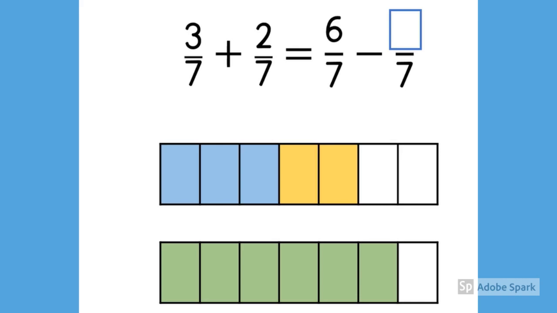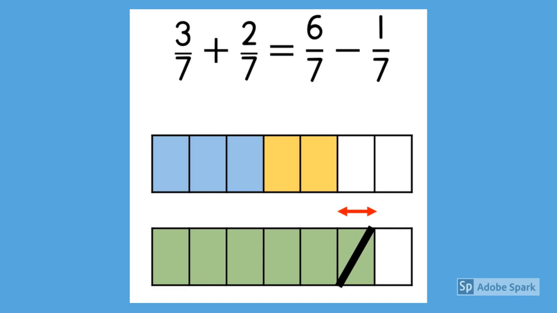3/7 add 2/7 must equal 6/7 subtract something. I've used two bar models here. 3/7 and 2/7 we can see on top equals 5/7. But what must we do to the bottom bar model to make sure that it's balanced? Well, we can see that we need to subtract one of the sevenths to make each of the bar models the same. Therefore, 3/7 add 2/7 equals 6/7 subtract 1/7.